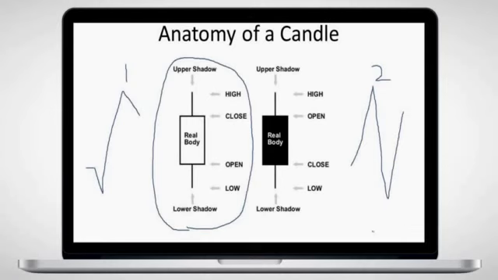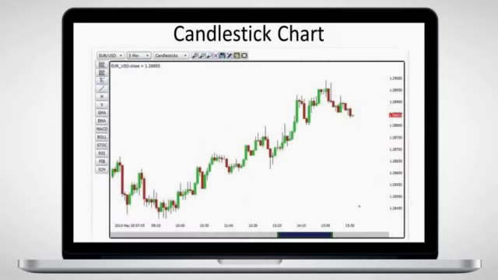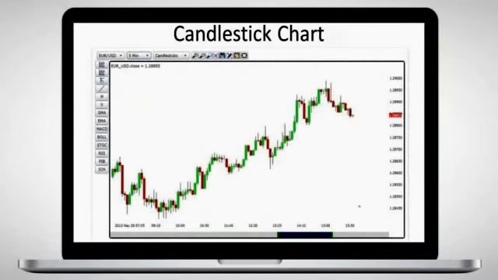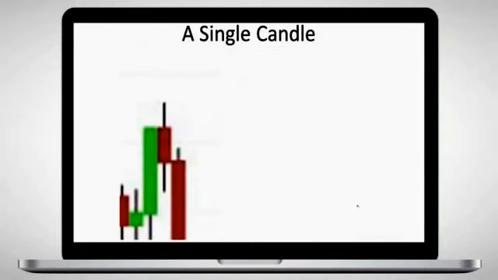Now let's go back to our 5-minute candlestick chart. On this chart, I want to point out a few candles that really demonstrate some of these ideas. Let's zoom in on this candle here. You can see that it's a red candle, which means that the close was lower than the open. Here we are zoomed in on that one candle.